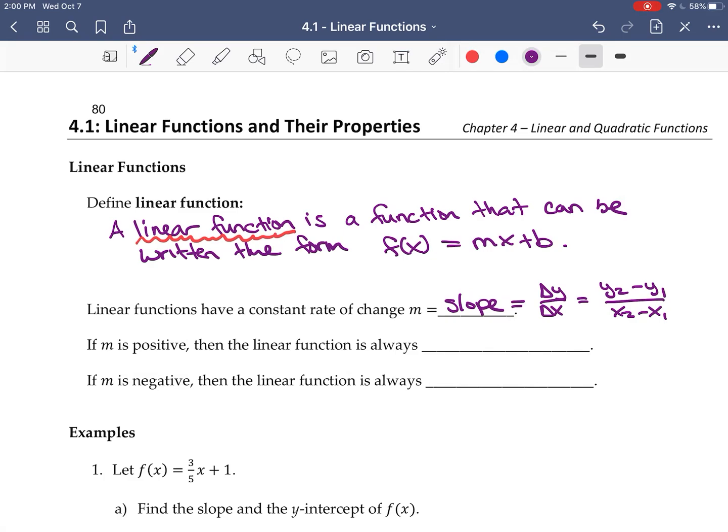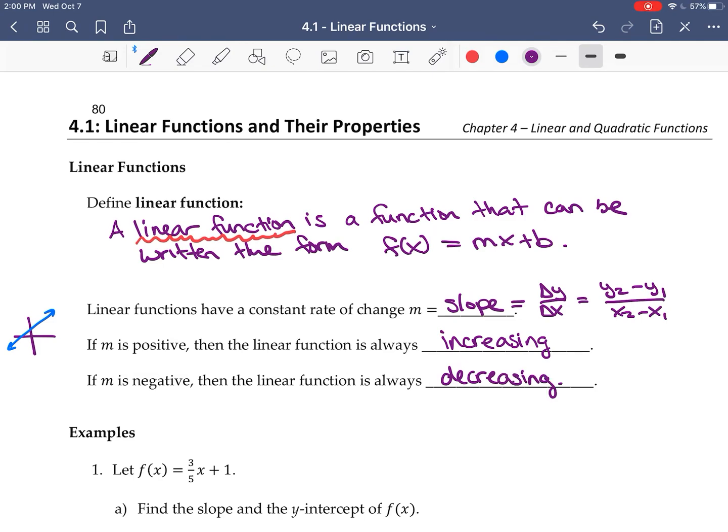If m is positive, then the linear function is always increasing. So if you have a positive slope, that means that your line is going like that. So you're always going up as you go to the right. As the x values get bigger, the y values also get bigger. If the slope is negative, then it's the opposite. So your function will be always decreasing.